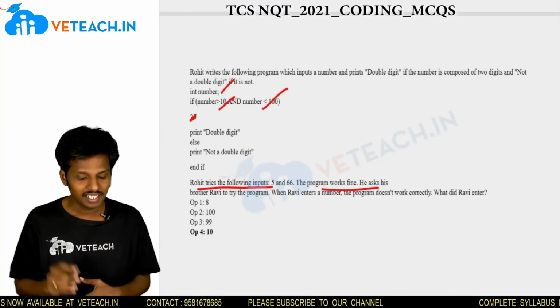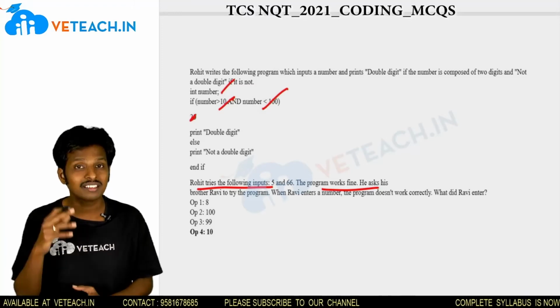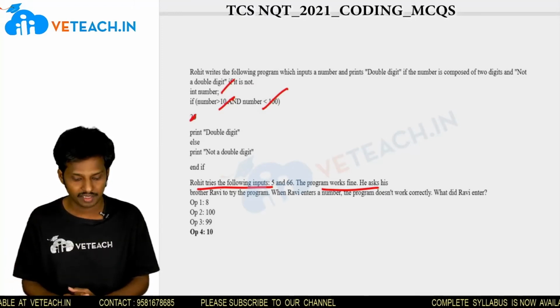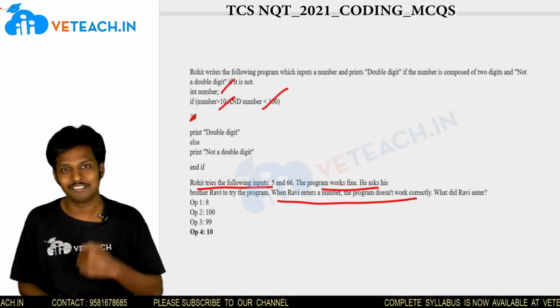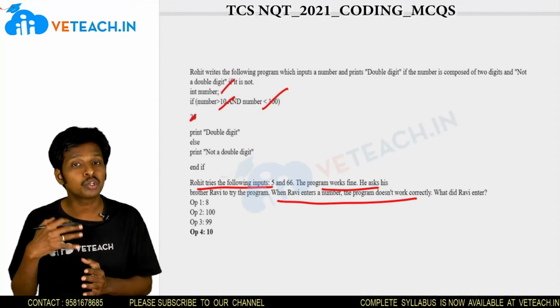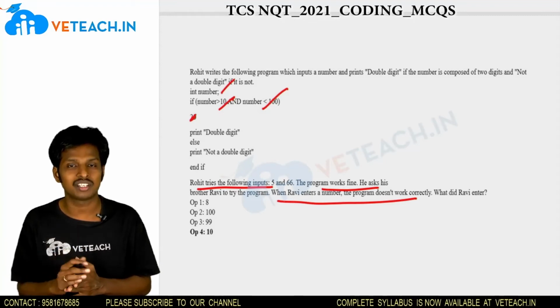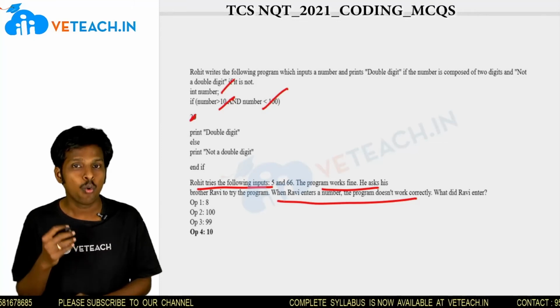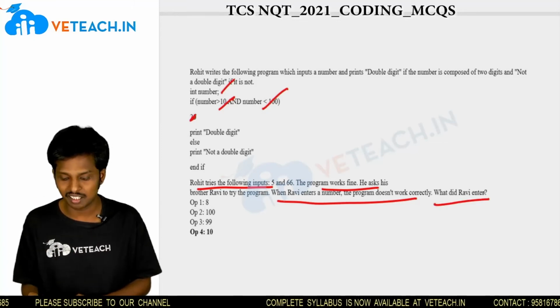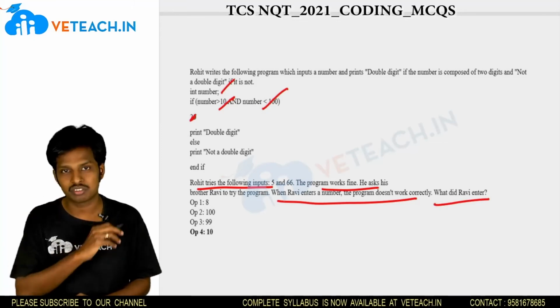But the thing is, he has asked his brother Ravi to try the program. When Ravi enters a number, the program does not work correctly. When Ravi gave an input to this program and checked the output, it did not work properly. Now the question that was asked is, what is the number that was entered by Ravi as an input?